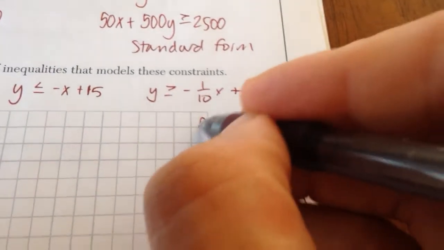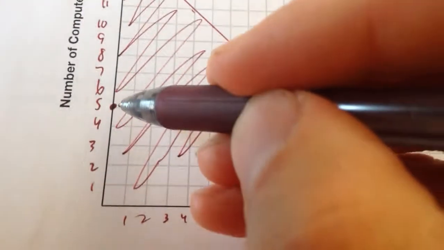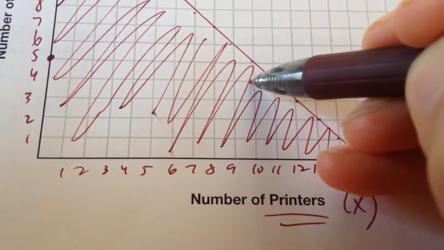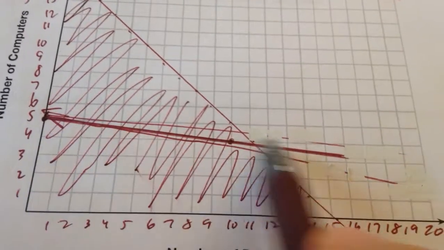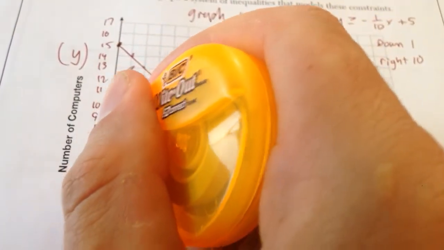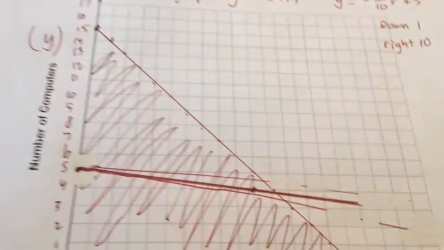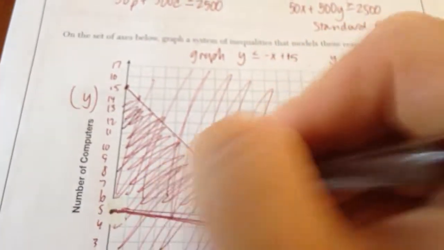Now for this one, I'm going to start at 5. The slope is down 1, right 10. So I'm going to go down 1 and then to the right 10, and I connect the line. Sorry, I didn't have a ruler, so I kind of messed up over here. This should not have an arrow because it can't go past the positive x value there. Then it says that we want to shade above it. So essentially you're shading all of this. But where this graph overlaps from the first one and this one, this is your solution area.